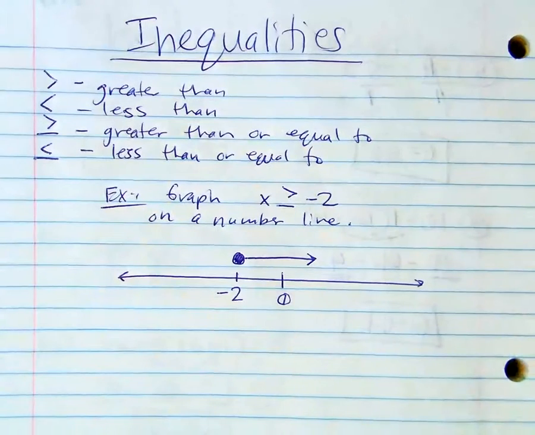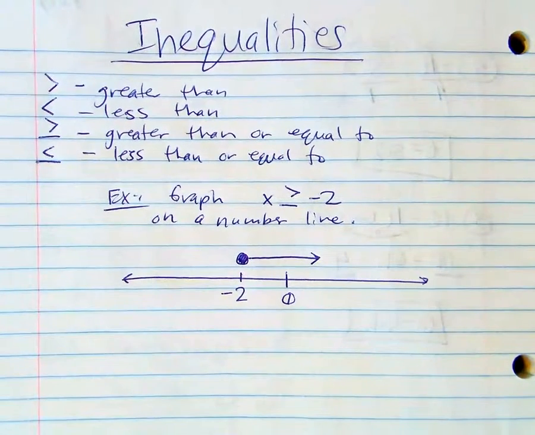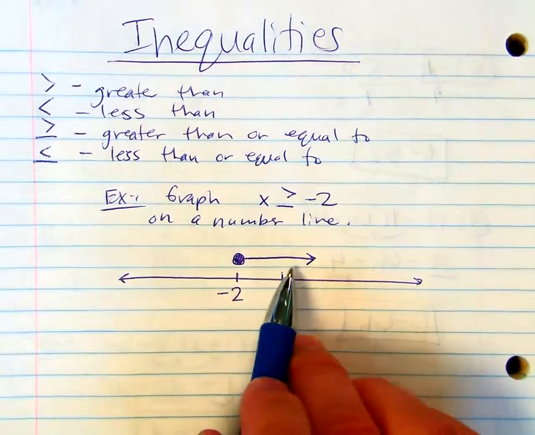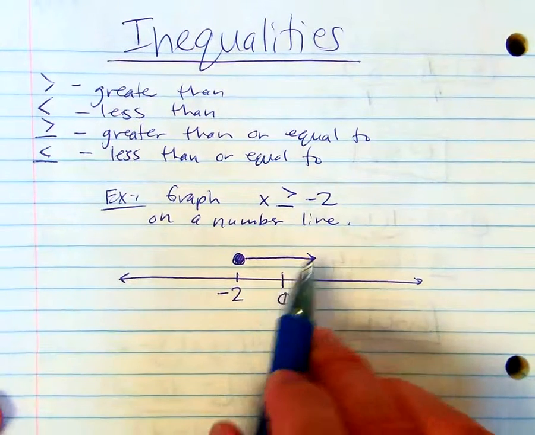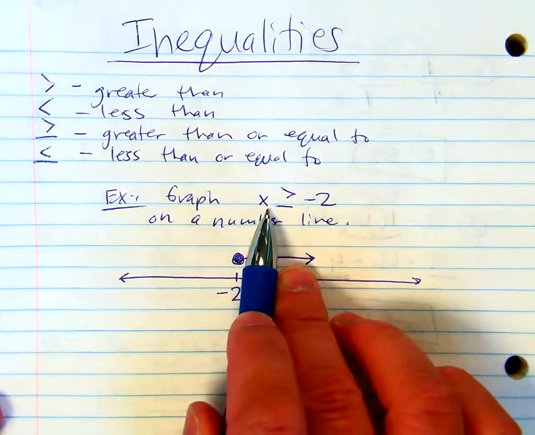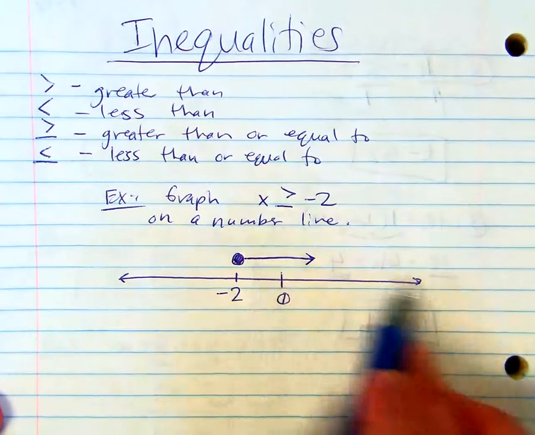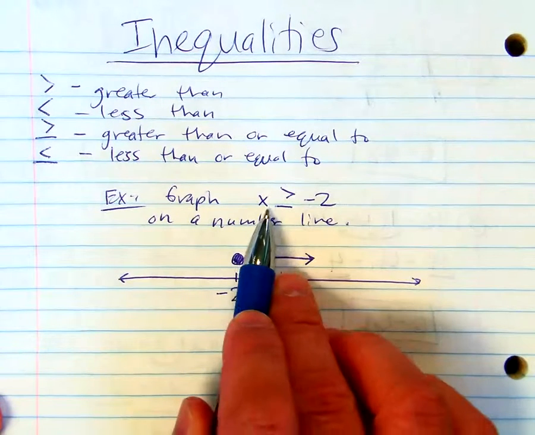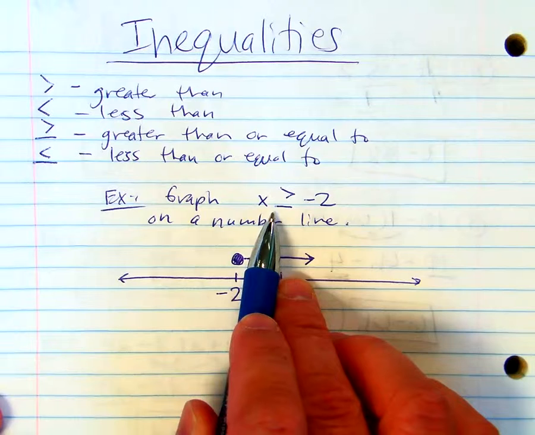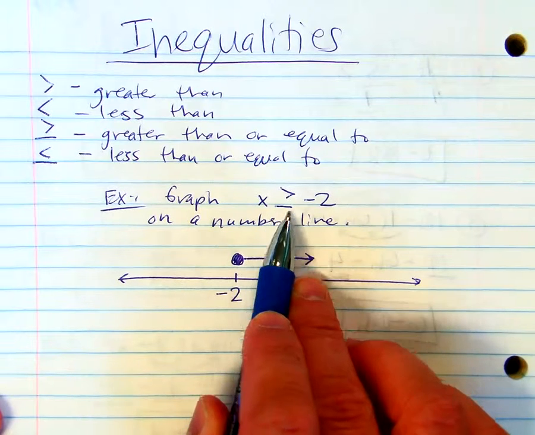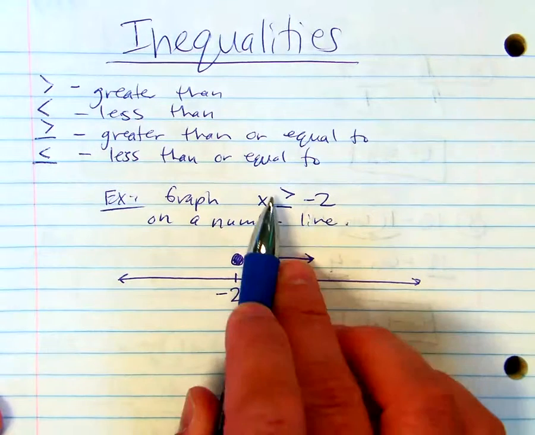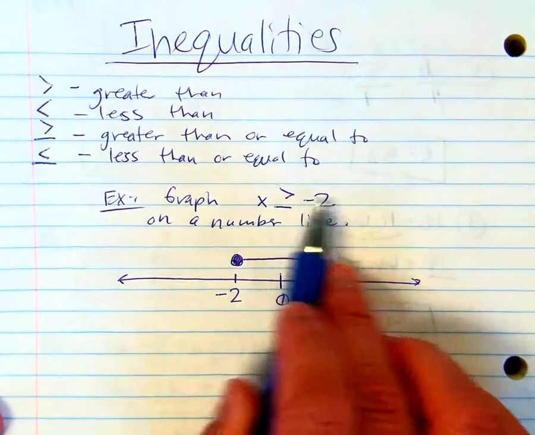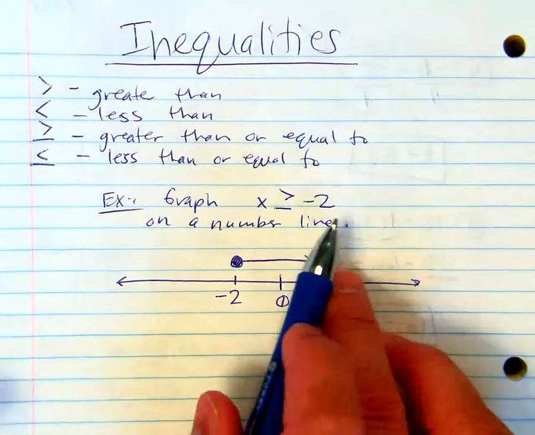What this graph means, so this actually does represent something. This graph is showing you on the number line where are all of the numbers that make this a true statement. Any number that is to the right of -2, if you plug it in, will make a true statement. -1 is greater than or equal to -2. 0 is greater than or equal to -2. It only needs to be one or the other.